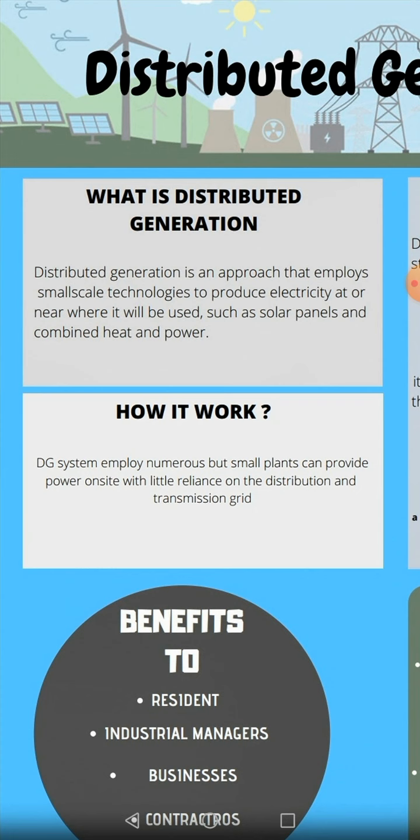So, how does it work? In contrast to the use of a few large-scale generating stations located far from load centers, the approach used in the traditional electric power paradigm, distributed generation systems employ numerous but small plants and can provide power on site with little reliance on the distribution and transmission grid. Distributed generation technology uses power in capacities that range from a fraction of a kilowatt to about 100 megawatts. Utility scale generation units generate power in capacities that often reach beyond 1000 megawatts.